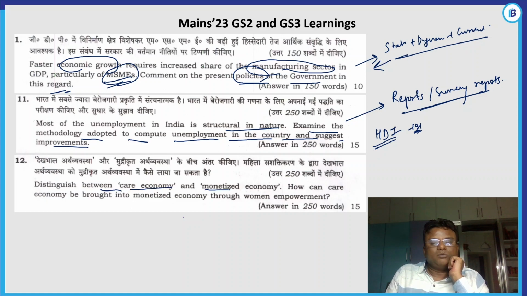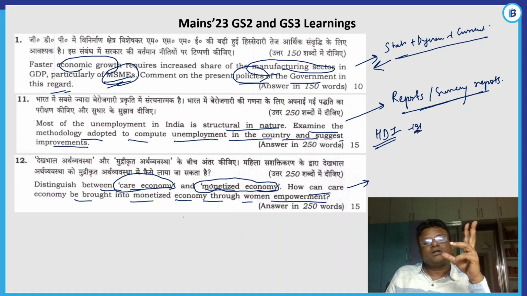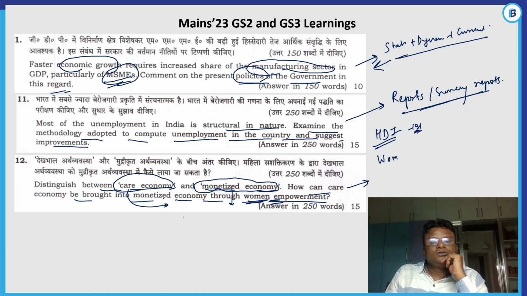Distinguish between care economy and monetized economy. How can care economy be brought into the monetized economy through women empowerment? So see this question. If you know these words, you will be able to answer this very easily. My question is, what happens if you don't know these words? Look at this. It is asking about women empowerment. It has the word care. It has the word monetization. And then it says that it can be converted into monetized by empowering women. What can this be?